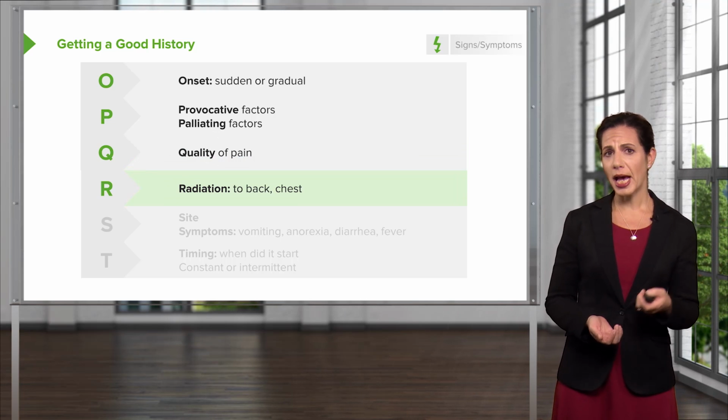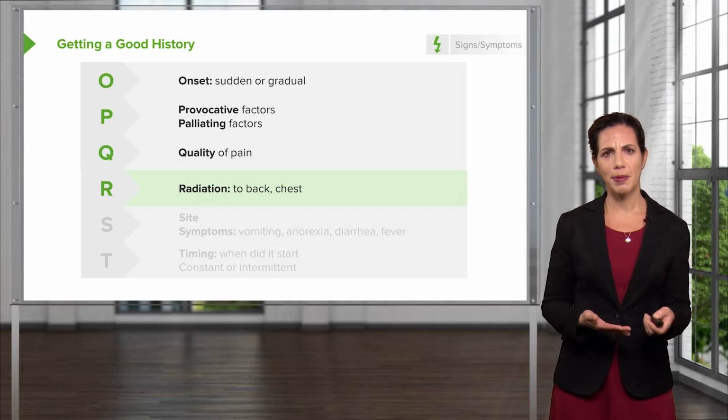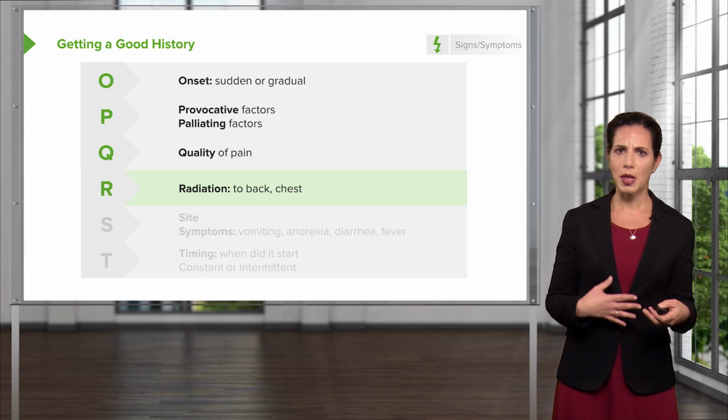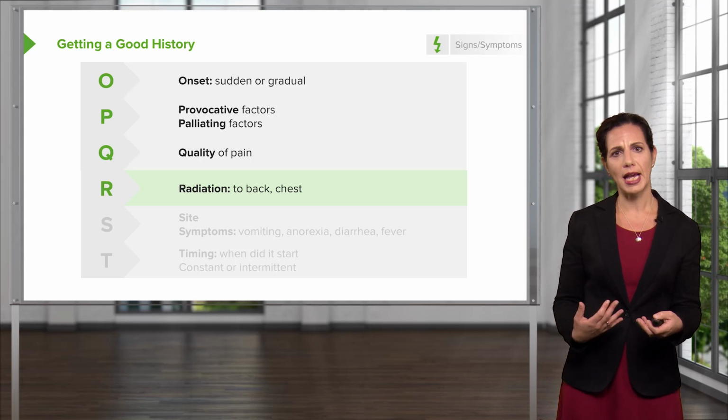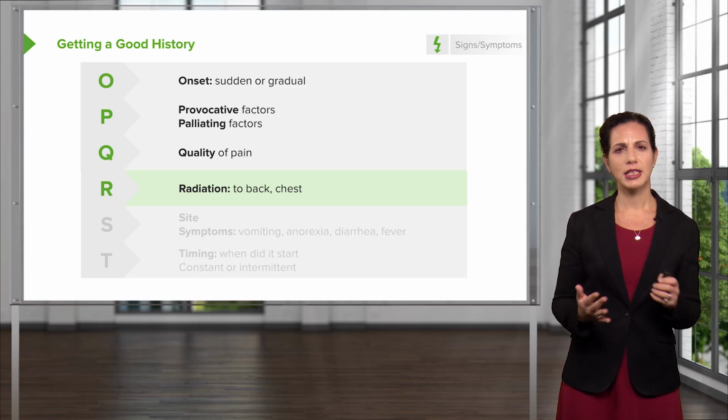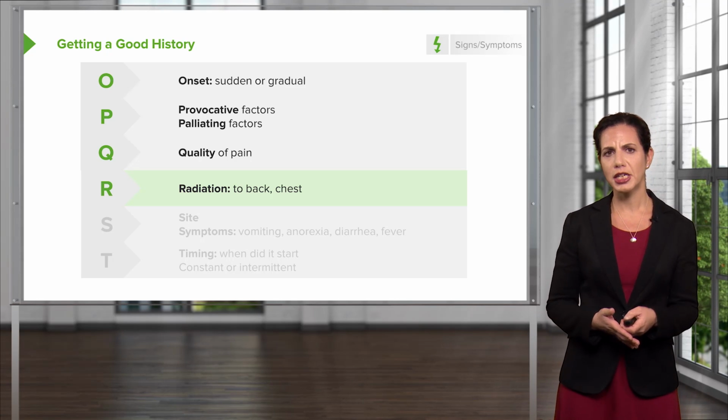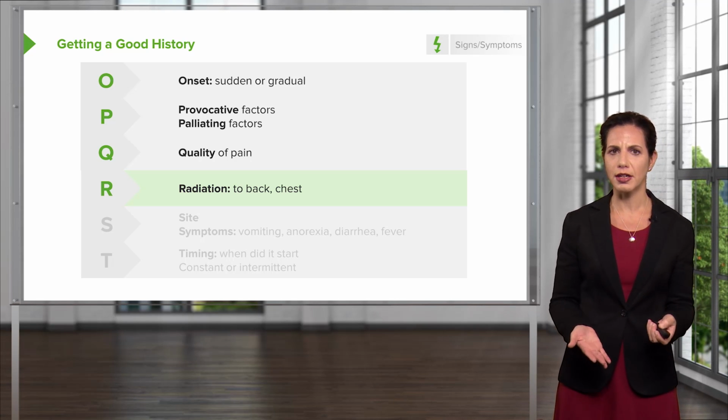Radiation. Does it radiate to the back? The classic thing that radiates to the back is pancreatitis. So it goes from the epigastric abdominal area into the back. Does it go to the chest? We discussed the fact that myocardial infarction can potentially be on your differential here.